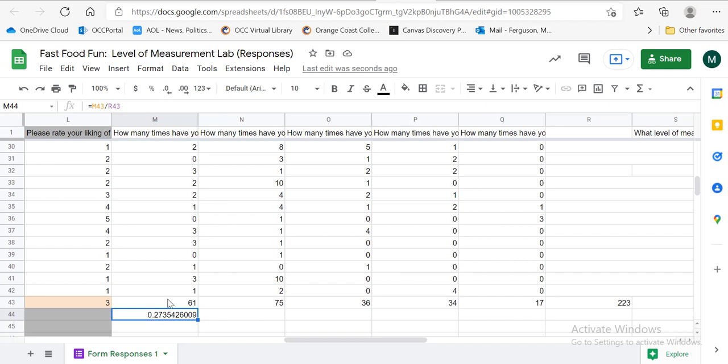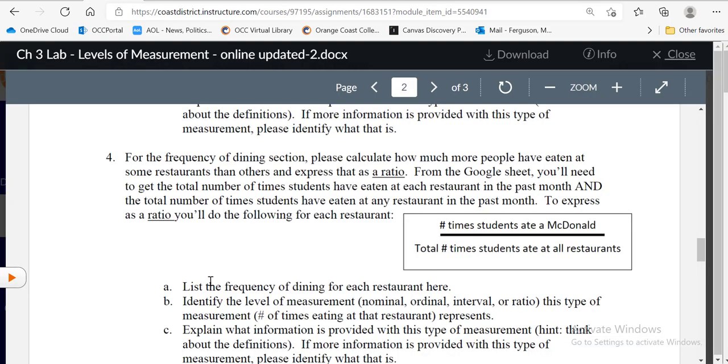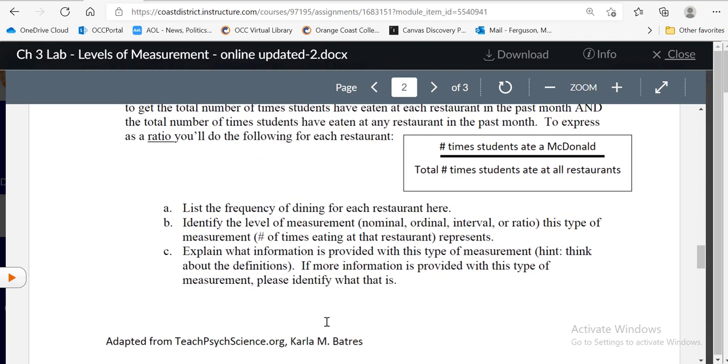You've learned how to get the sum of a column. You've learned how to get the sum of a row. And you've learned how to put in your own formula in Google Sheets. And those are the numbers that you want to put in for this last question: list the frequency of dining for each restaurant here. It's that proportion, that ratio. And then you're going to answer these other questions as well.